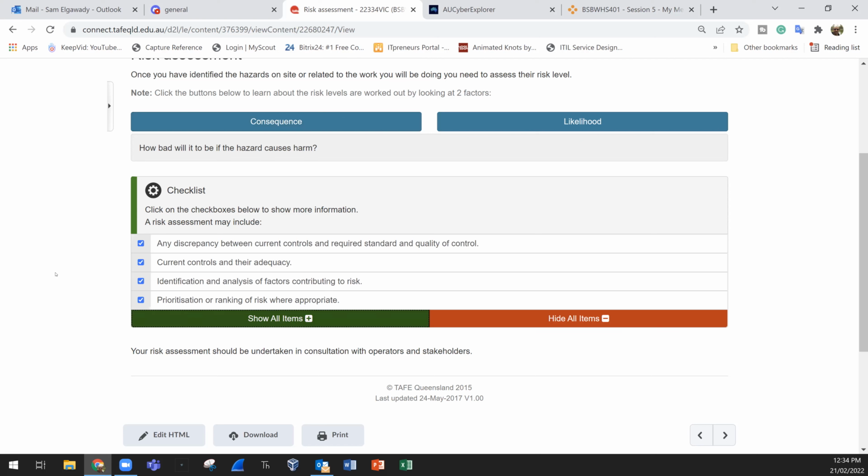Risk assessment may include any discrepancy between current controls and required standard and quality of control, current controls and their adequacy, identification and analysis of factors contributing to risk, prioritization or ranking of risk where appropriate. So the risk of a paper cut is totally different from the risk of getting electrocuted or water slipping.